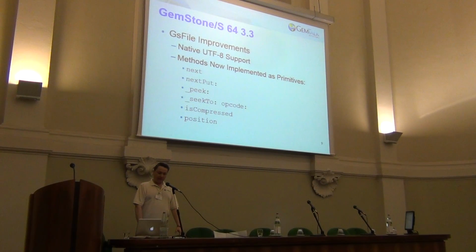Something else that we've heard a lot from our customers is the GS file class, which is a class for accessing files on the file system, has been slow. So we spent quite a bit of time in 3.3 trying to make that faster. And the way we did that is we made certain key methods primitive calls in 3.3, like next, put, peek, things like that. So if you're using GS file in the past and found it was too slow, you should try again in 3.3. We hope it will be much better in this release.